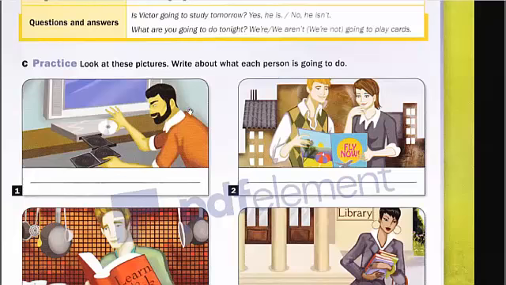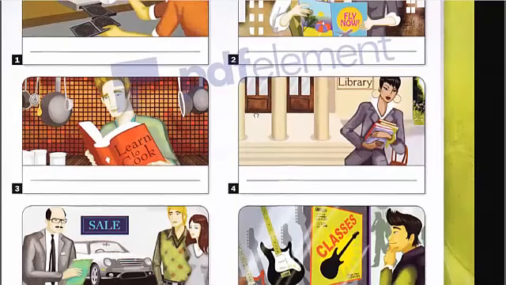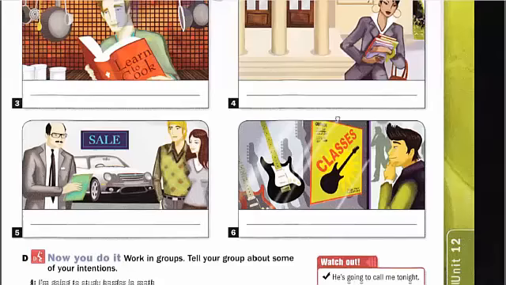You have to answer these questions. What is he going to do? Okay? What is he going to do? What are they going to do? Okay, two people. What are they going to do? Here, what is he going to do? Okay, what is he going to do? And in picture number 4, what is she going to do? Okay, what is she going to do?